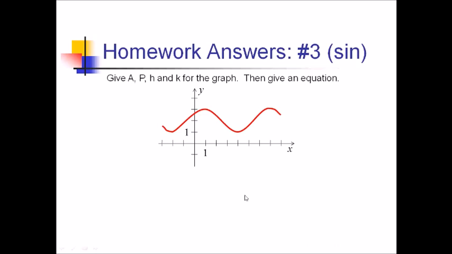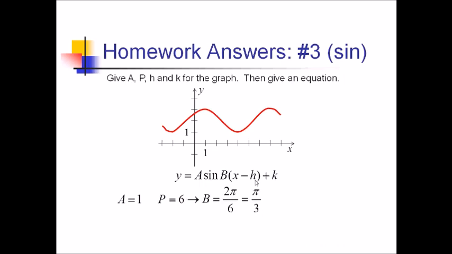To write an equation for this one using the sine function, I need my amplitude. So we're going from 1 to 3. That's a height of 2. So half of that is 1 for the amplitude. For a period, let's see, if I go from top of the wave here to top of the wave over here, that's 1, 2, 3, 4, 5, 6 for the period. And then 2 pi over 6 gives us a b value of pi over 3.